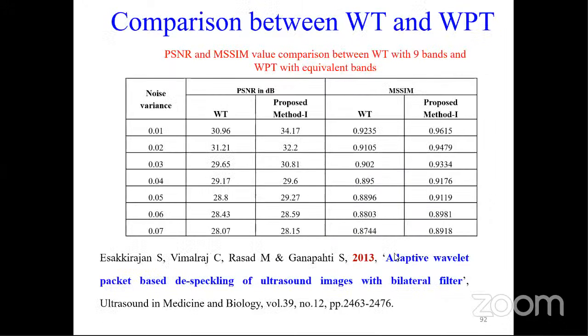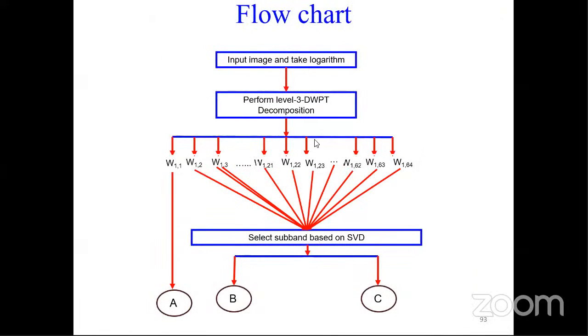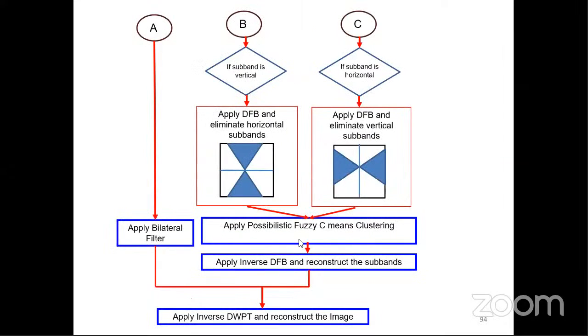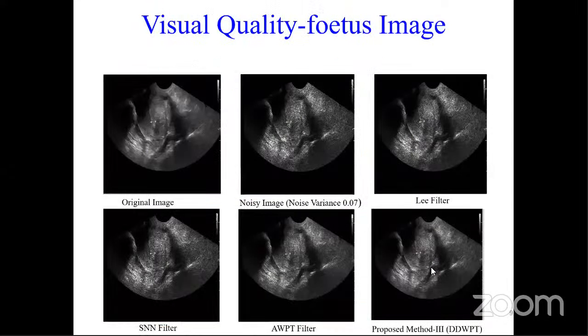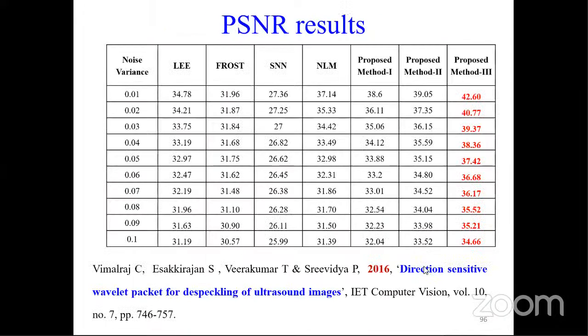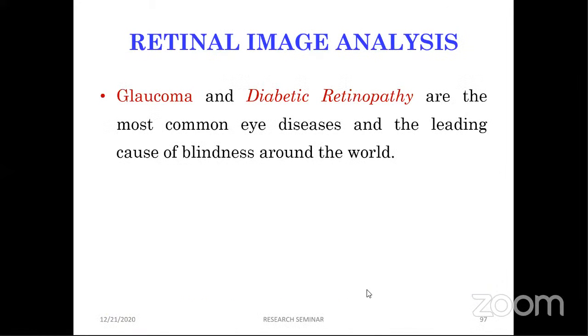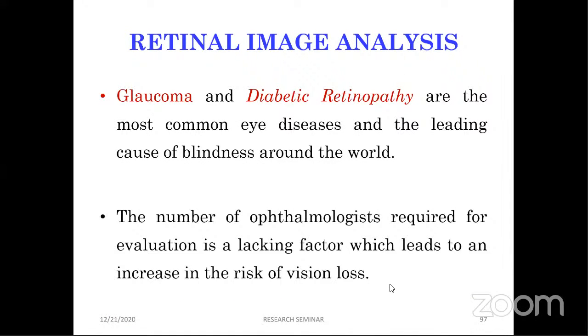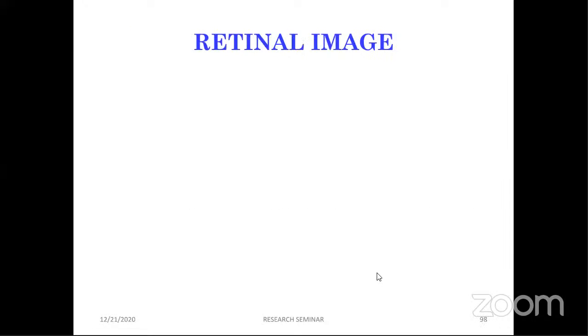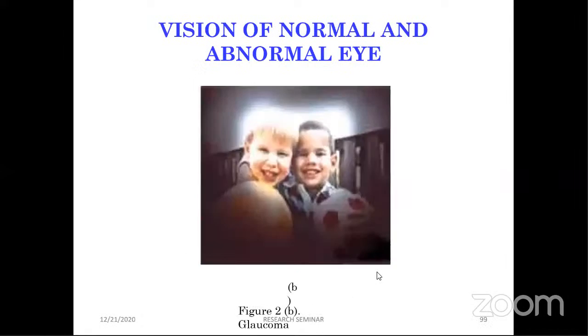This work was published in a very good journal, Ultrasound in Medicine and Biology, which is basically an SCI journal. We extended this work using wavelet packet. This is the idea he has done, and you can see that the result is totally different. This work we were able to publish in IET Computer Vision. Another work is with respect to diabetic retinopathy and glaucoma detection. This work also we were able to publish in a reputed journal.